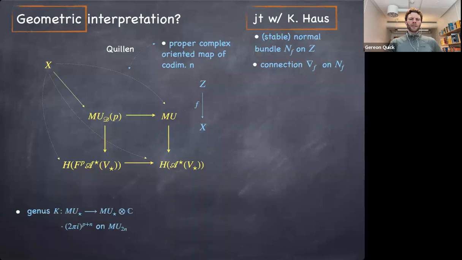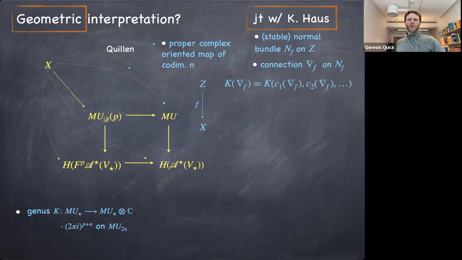Now we need to choose some extra information. So we need to look at a genus. I'm a little bit sloppy with the notation, so I'm writing K for the multiplicative sequence that corresponds to the genus. So remember, a genus is a ring map from MU star to any graded Q algebra, and here we take MU star tensor with C. And the map has the effect that it multiplies by 2 pi i to the p plus n on the 2n-th homotopy group. So there's some ring map that we need to choose.